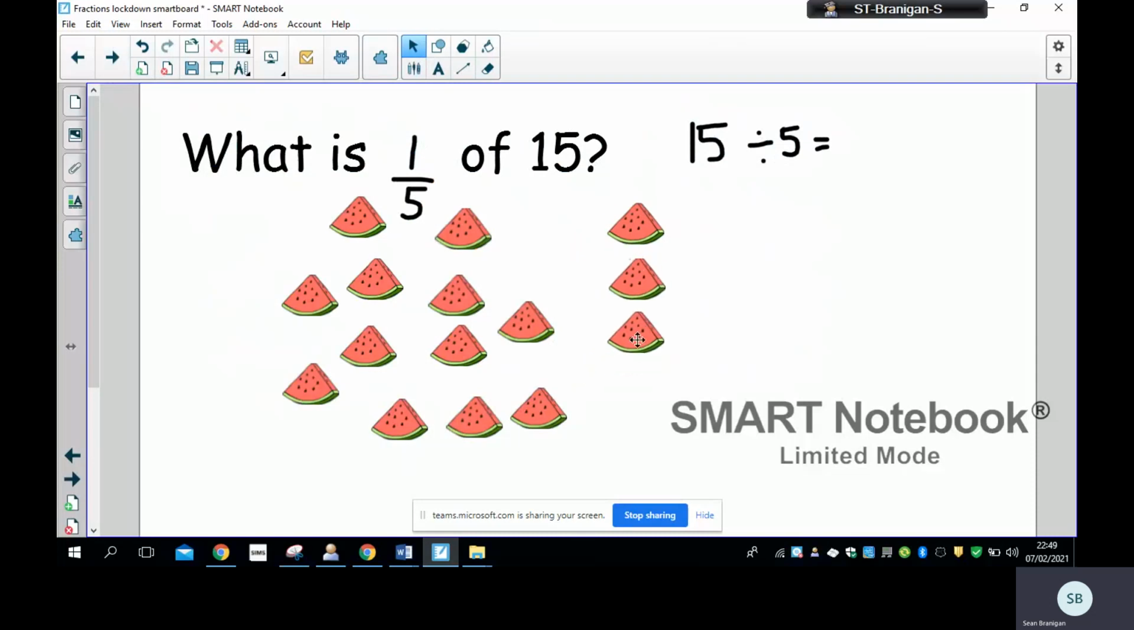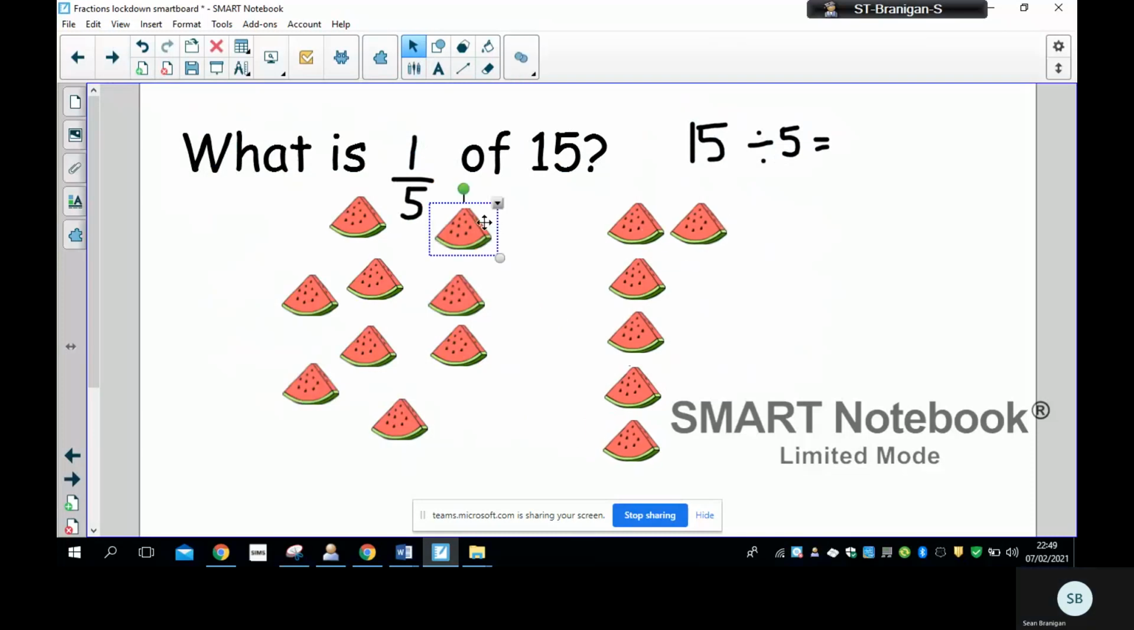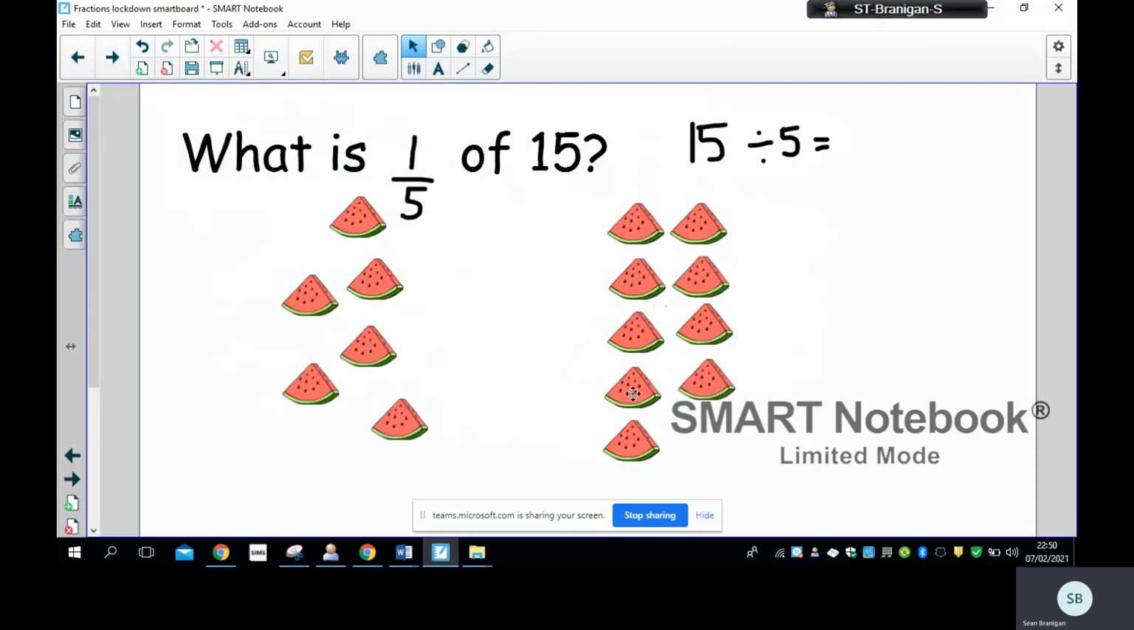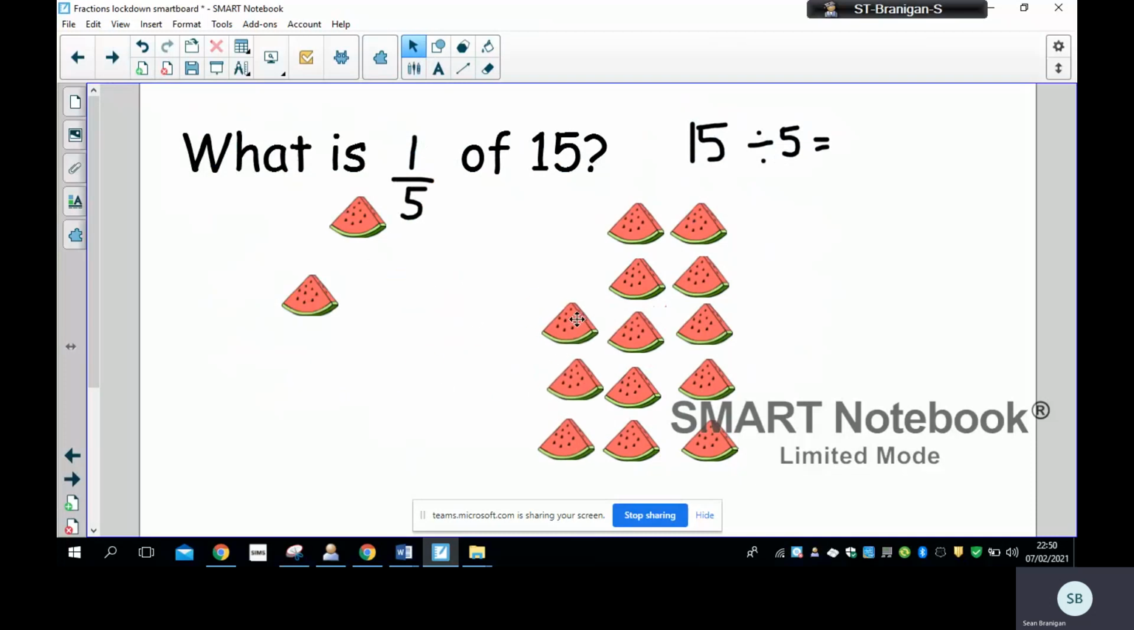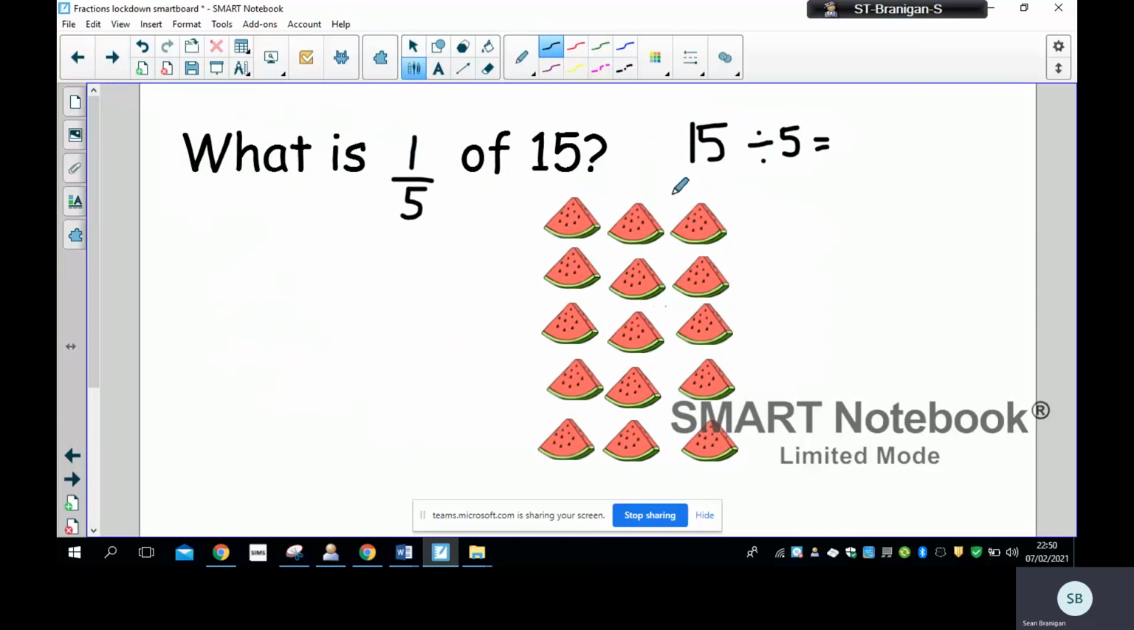1, 2, 3, 4, 5. 1, 2, 3, 4, 5. There's 2 in each group now. It's a pain, that Smart Notebook. 1, 2, 3, 4, 5. So you can see that I've got 5 groups now.